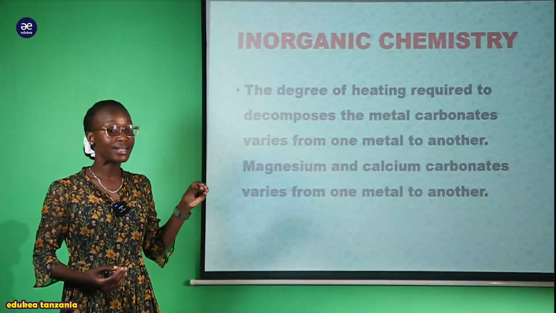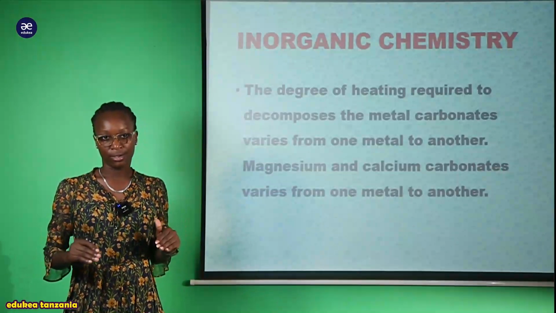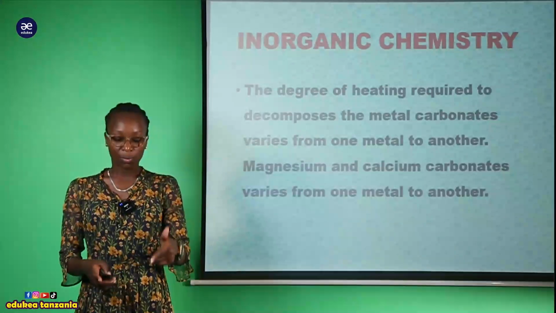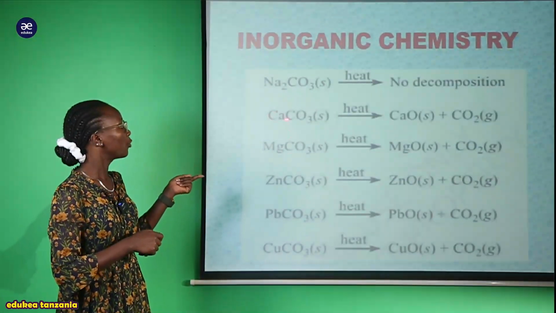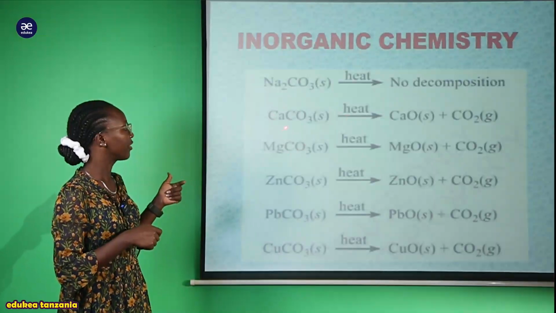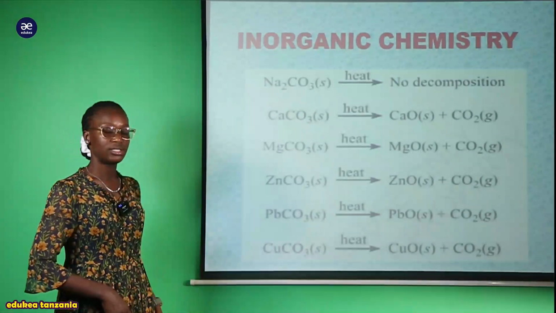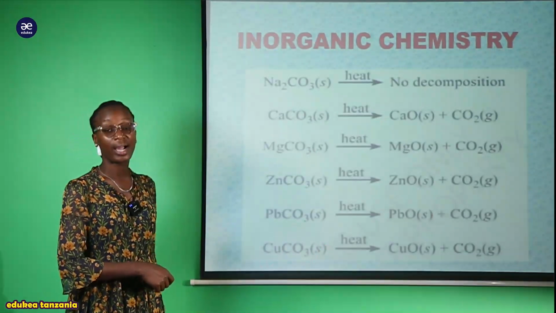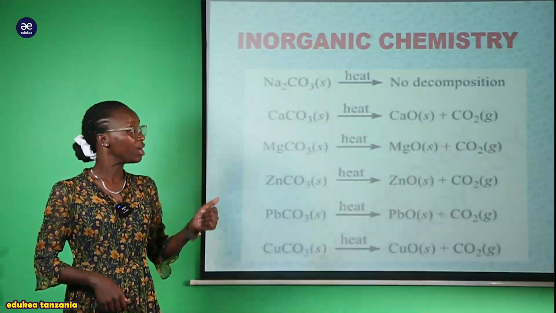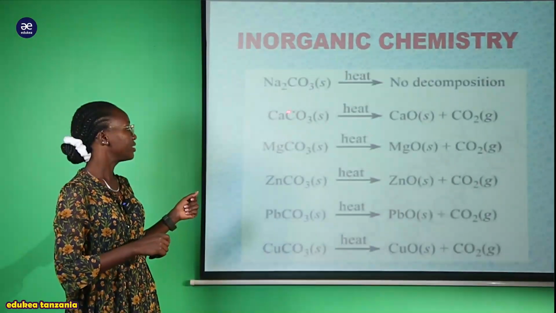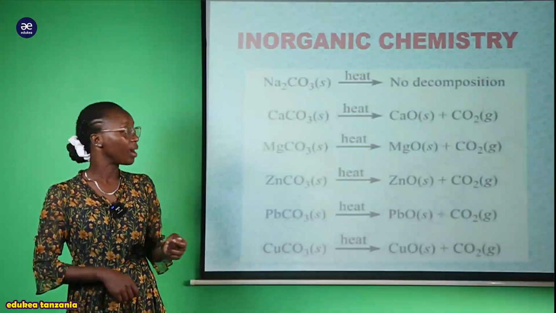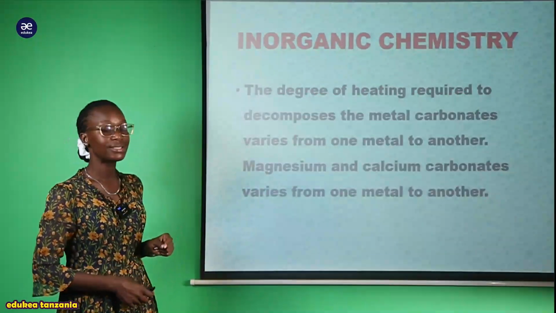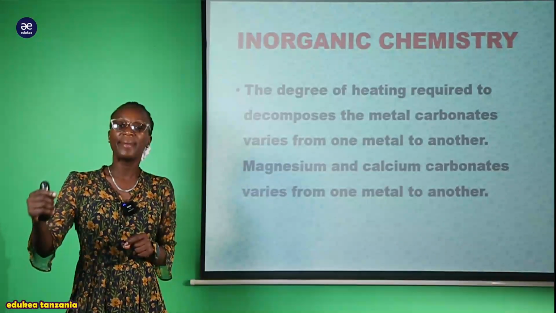Anasema kwamba this degree of heat required it vary, inatofautiana. Anasema it vary from one metal to another. Maana yake kwamba tukirudi hapa tutakapokuja kuangalia the degree of heating of calcium carbonate and copper carbonate, itakuwa ni vitu viwili tofauti. The same apply to magnesium carbonate and copper carbonate, itakuwa ni vitu viwili tofauti. The amount of heat required here to decompose this calcium carbonate and amount of heat required in magnesium carbonate haviwezi kuwa vitu sawa, because the degree of heating it vary depending on the metal.